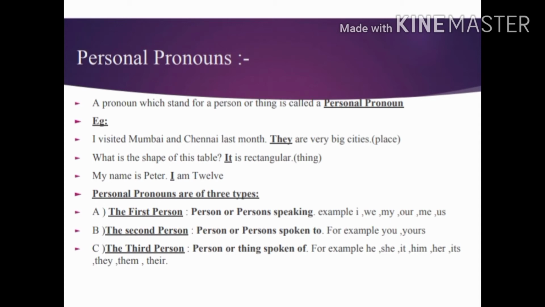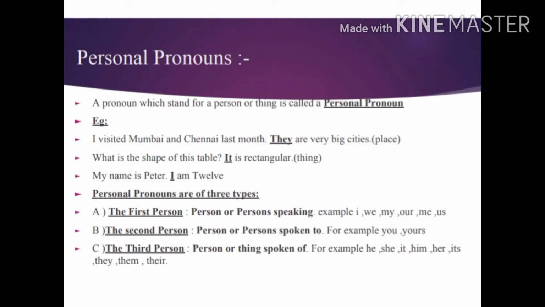And the third one, the third person. The pronouns which refer to the person or thing spoken of are of the third person. Clear? For example, he, she, it, him, his, her, its, they, them, their. Let's move ahead.